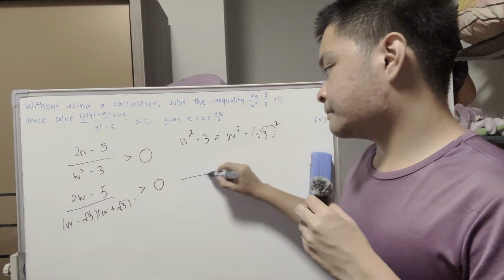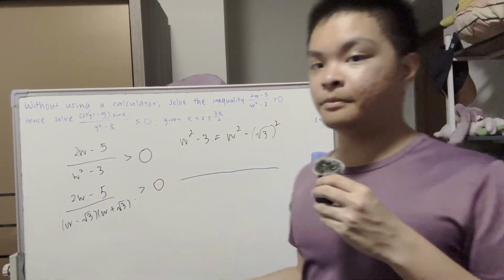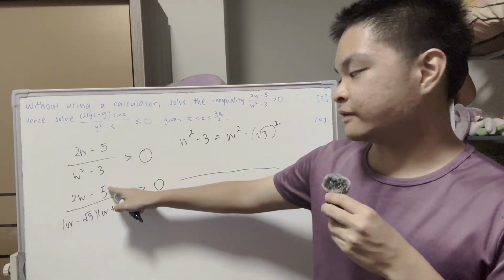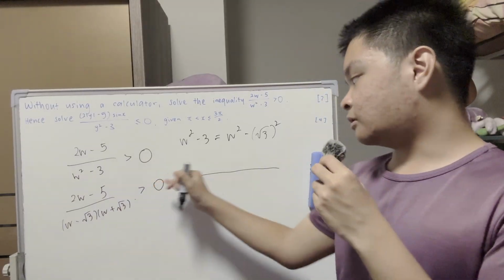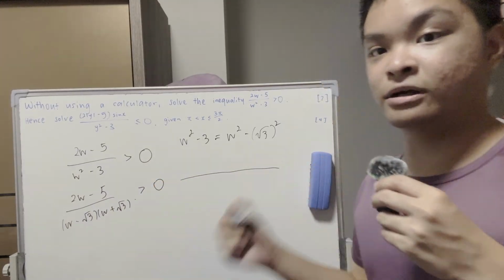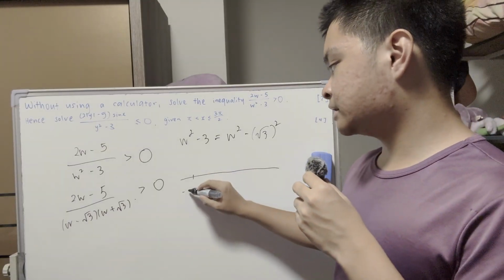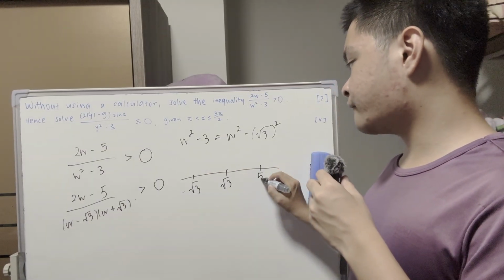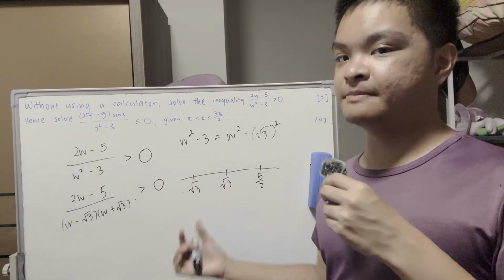So if I draw the number line out here, the critical points are square root 3, negative square root 3, and 5 over 2. In order, I have to label them in ascending order. So it's going to be negative square root 3, positive square root 3, and 5 over 2. They don't need to be accurately spaced out.